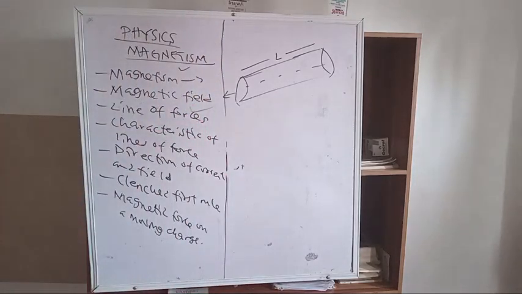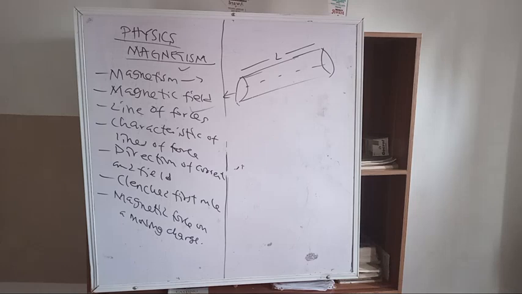Then, according to Fleming's rule as well, I've mentioned 3 rules that you are going to study. You are going to study the corkscrew rule, the magnet clench rule, and Fleming's left hand and right hand rule.